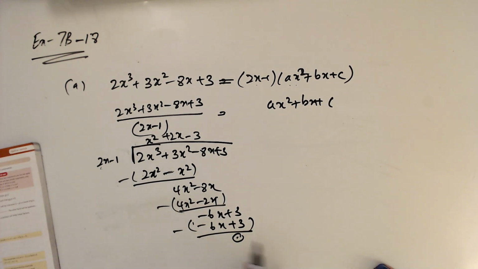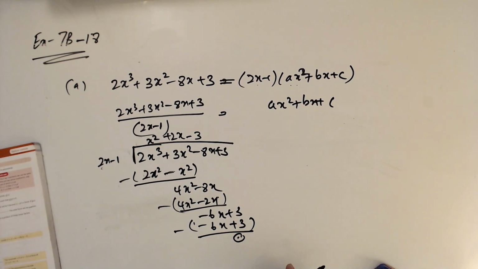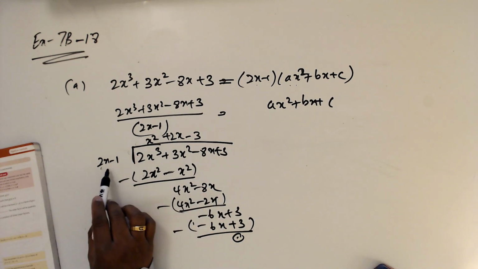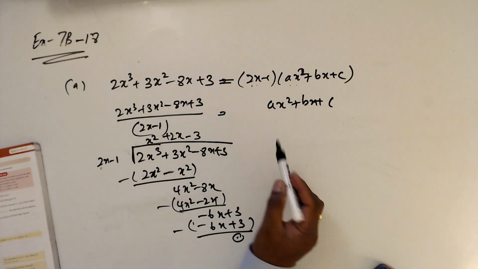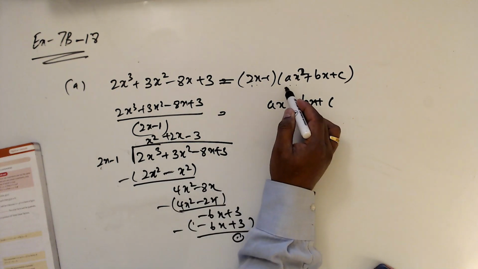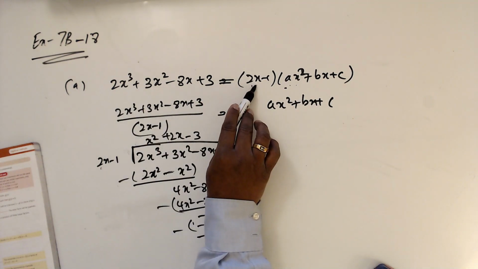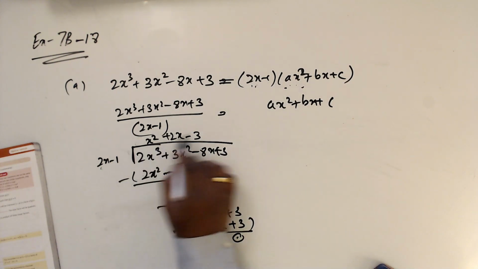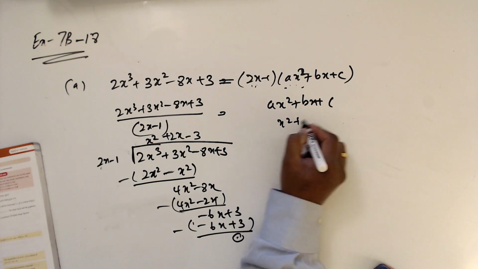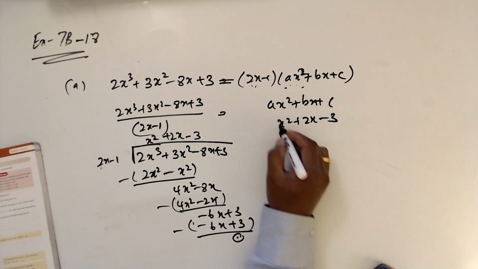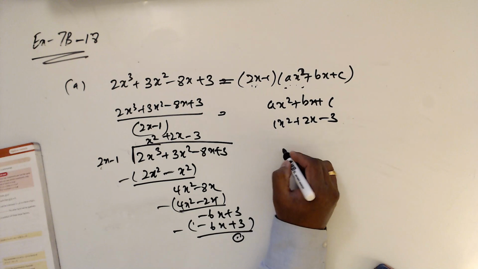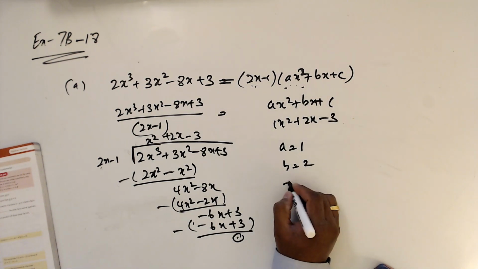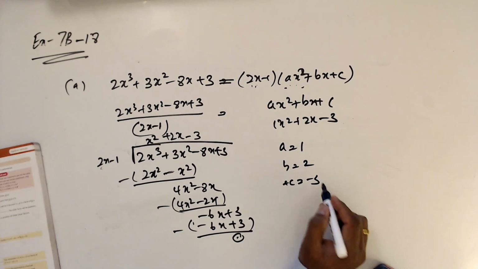I put the brackets. Now you have to match this one: 2x minus 1 is the divisor, and this is going to be the quotient. Now we have the quotient in our hand: x square plus 2x minus 3. Now what is the a value? a is 1, b is 2, and c is minus 3.